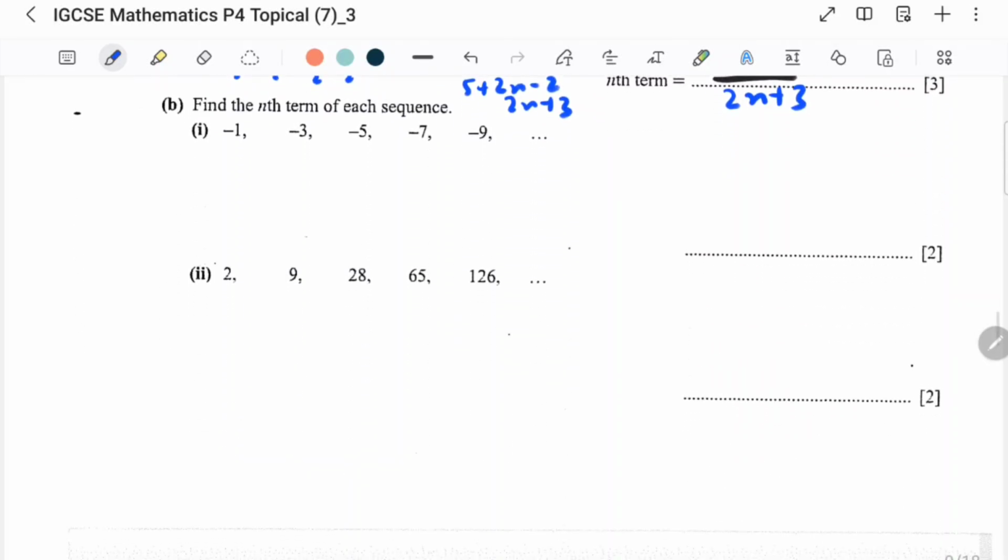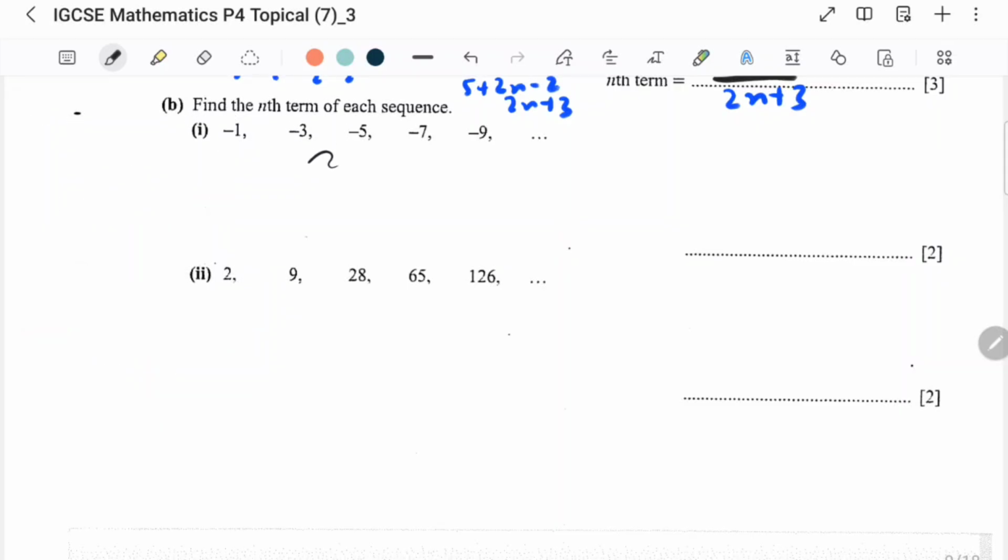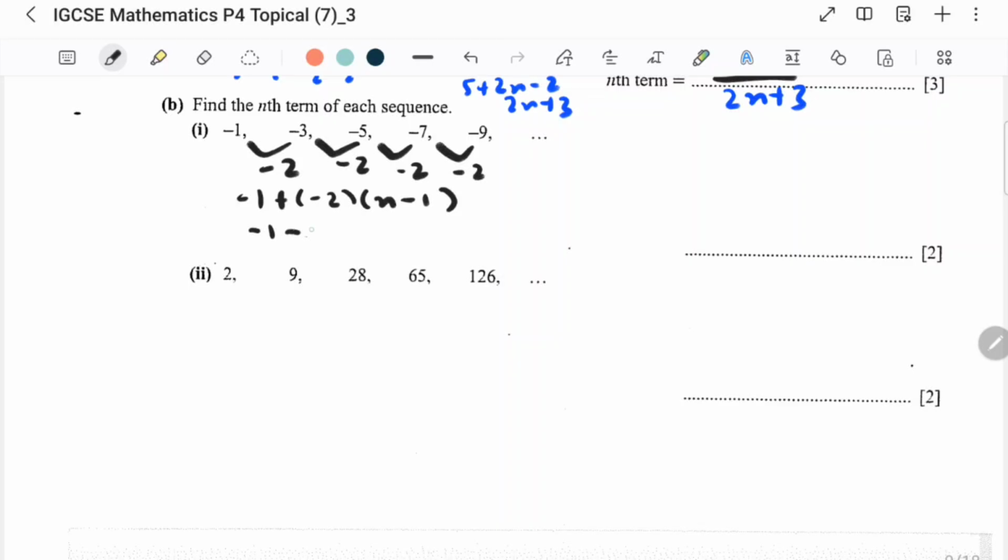Find the nth term of each sequence. Okay, so for the nth term we are just finding the difference: minus 3 plus 1 is minus 2, minus 5 plus 3 is also minus 2, minus 5 minus 2 minus 2. Okay, now nth term: a plus d times n minus 1, minus 1 minus 2 times n plus 2, so that is becoming 1 minus 2n.